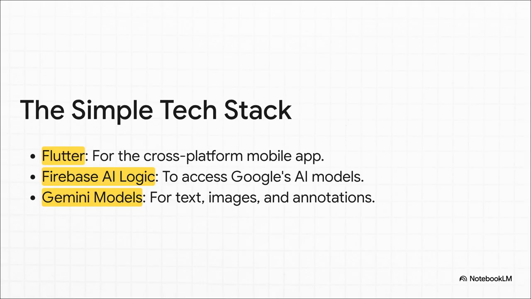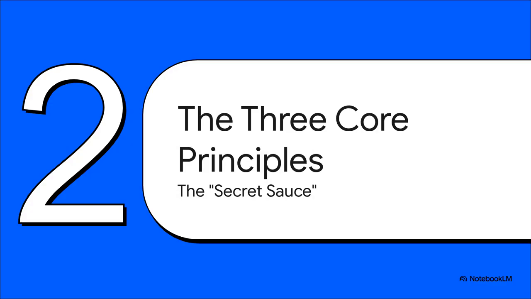And here's the real kicker. You'd think this would need some crazy complex system, right? Nope. It's built on a surprisingly simple tech stack. There's no custom backend, no complicated infrastructure, nothing like that. It's literally just a Flutter app that talks to Firebase, which in turn gives it access to Google's Gemini models. That's the whole setup.